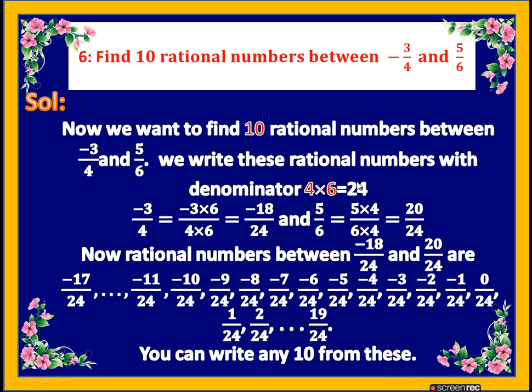You can take 12 as the denominator also here. Then you have to multiply 4 by 3, that is 12. Minus 3 into 3, 9. So this makes -9 by 12. Similarly here, you have to multiply by 2. 5 into 2, 10, by 6 into 2, 12. So 10 by 12. So you can write that side.